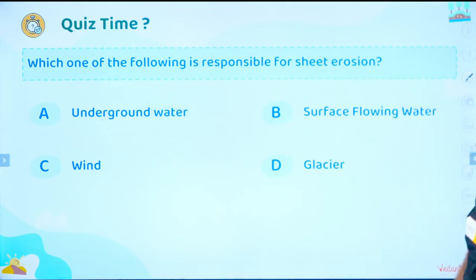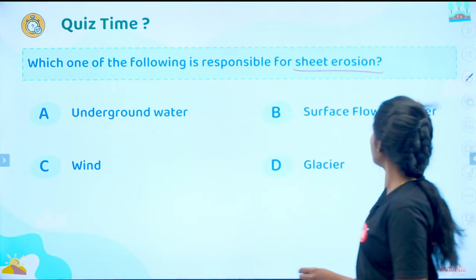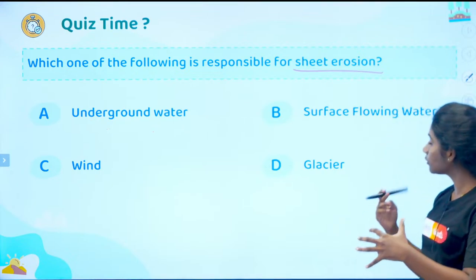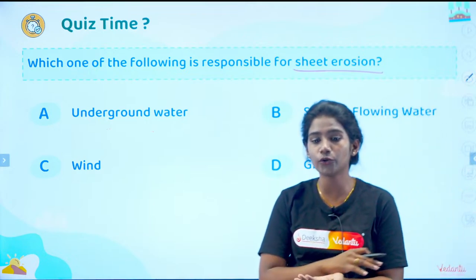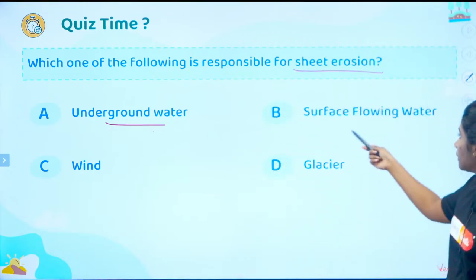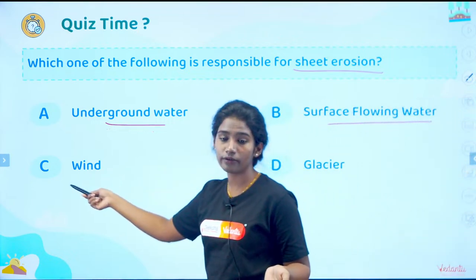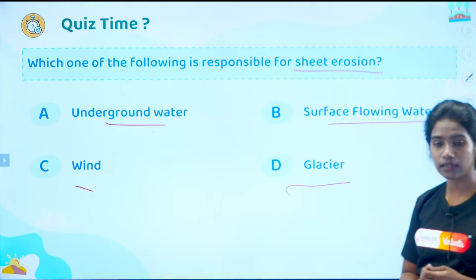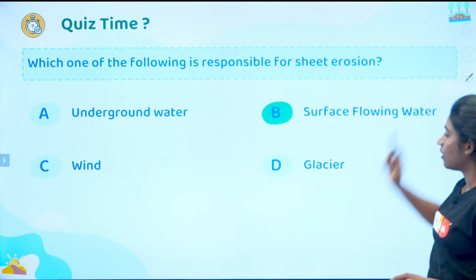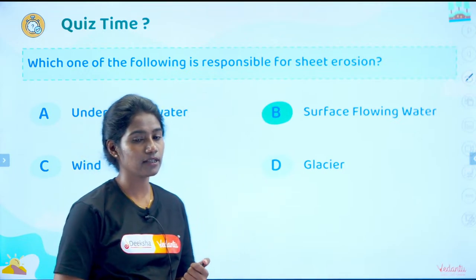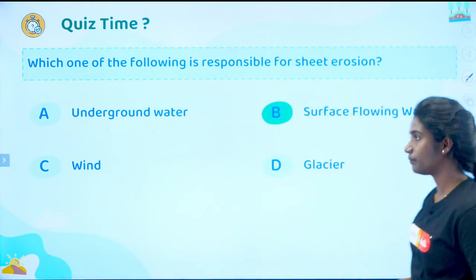Okay. So, next question, which one of the following is responsible for sheet erosion? So, what was happening in sheet erosion? The soil was getting degraded uniformly. Right. So, option A says underground water, option B surface flowing water, option C wind, or option D glacier. What is the right answer? It is option B. Shivesha, it is not option C. It is option B, because of the surface flowing water. Okay.